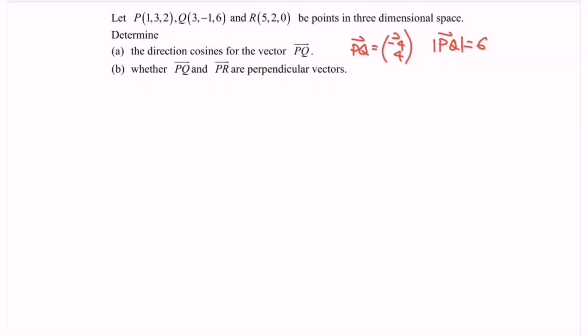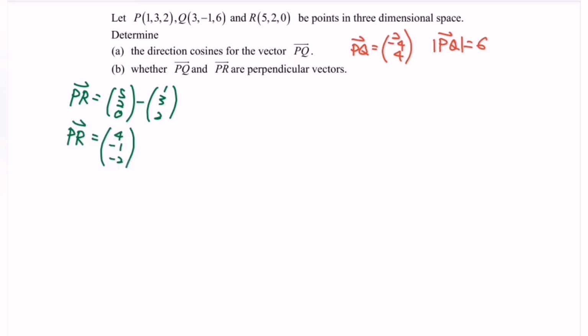Kindly refer to question B, whether the vector PQ and the vector PR are perpendicular vectors. So previously we already determined the vector PQ. Now is the time to determine the vector PR. So vector PR is equal to OR, where we have 5, 2, 0, minus the vector OP, where we have 1, 3 and 2. The vector PR is equal to 4, -1 and -2.